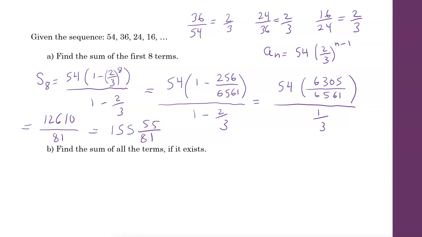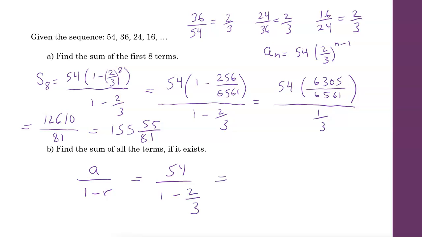Now, the next question is find the sum of all the terms if it exists. Now, remember, it is a geometric sequence, but I can only find the sum of all the terms if r is less than 1, or absolute value of r is less than 1. In this case, it is true that absolute value of 2/3 is less than 1. So I can go ahead and find the sum of the terms, and if you recall, that formula was a over 1 minus r. So in this case, 54 over 1 minus 2/3.